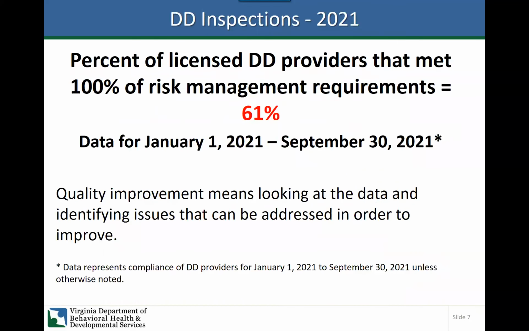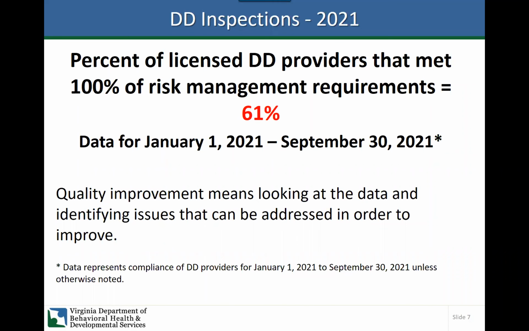So the next slide shows that the percent of licensed DD providers that met 100% of risk management requirements was at 61%. Our goal again being 86%. And the data though is from January 1st to September 30th of 2021. And throughout this presentation, I will be referring to data for that time frame, January 1st to September 30th. And I will highlight in red those where we did not meet our 86% goal.